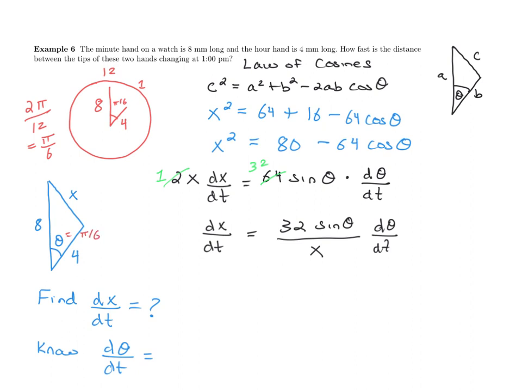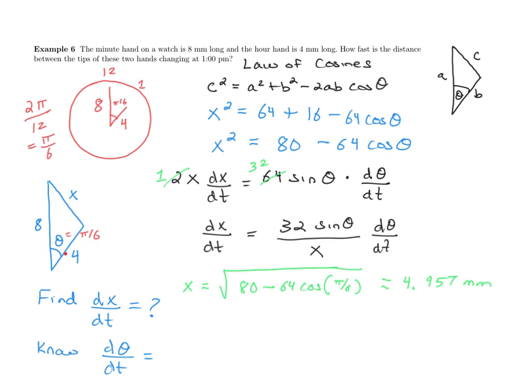So if we want to find x, x is equal to the square root of, going back to this formula here, 80 minus 64 cosine of pi over 6. And I'll have to get some decimal for this, so I'll get that from my calculator. Rounded to 3 decimal places, it's about 4.957, and that's in millimeters. Okay, great. I know x. I know theta. I can just put a pi over 6 here. The only thing that I don't know is, what is d theta dt?